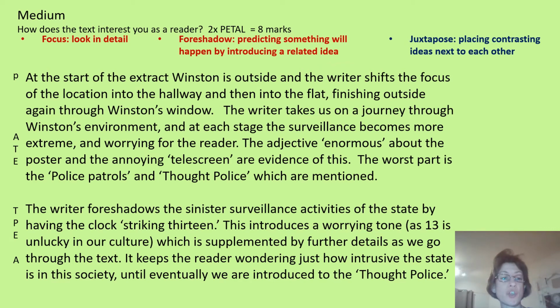The writer takes us on a journey through Winston's environment, and at each stage the surveillance becomes more extreme and worrying for the reader. The adjective enormous about the poster and the annoying telescreen are evidence of this. The worst part is the police patrols and thought police which are mentioned. The writer foreshadows the sinister surveillance activities of the state by having the clock striking 13. This introduces a worrying tone, as 13 is unlucky in our culture, which is supplemented by further details as we go through the text. It keeps the reader wondering just how intrusive the state is in this society, until eventually we're introduced to the thought police.